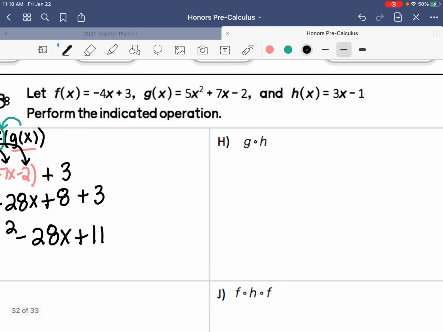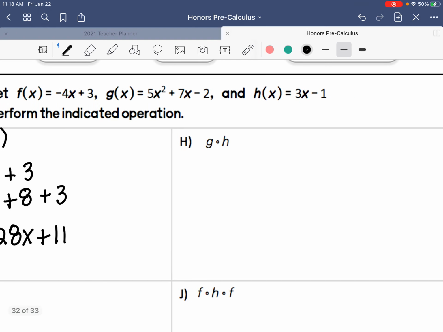All right, so the next one is telling me to do g of h. So that means that we're going to take the h function and plug the h function into the g function. So if I were to write this out, this would be g of h of x. So we're going to take the h and plug that h into the g. So we're going to start with the g function. Now this time when I look at the g function, I have two x's that I have to replace.